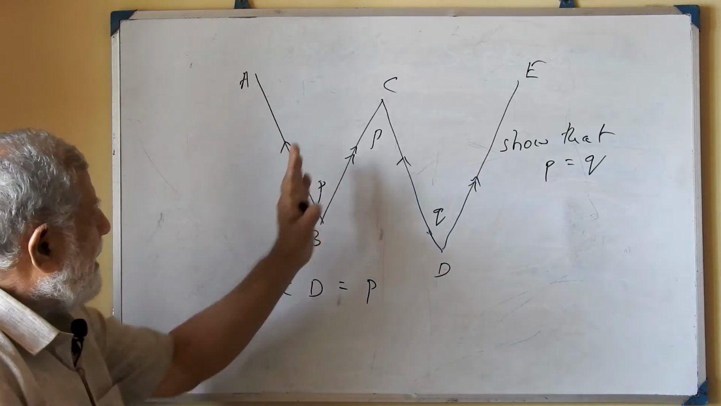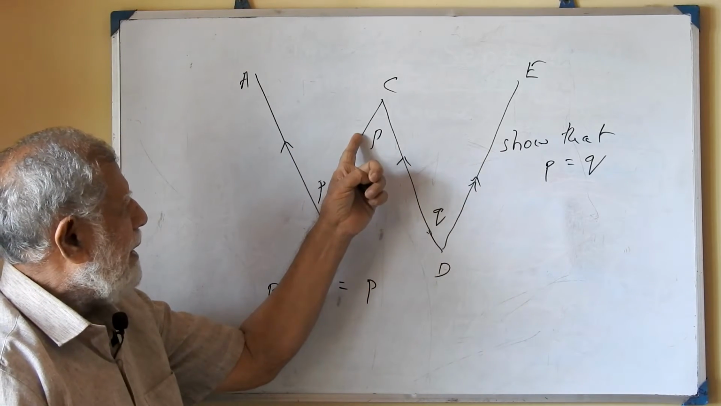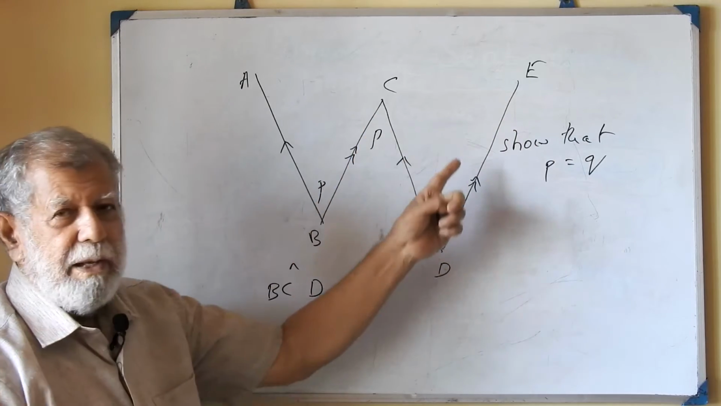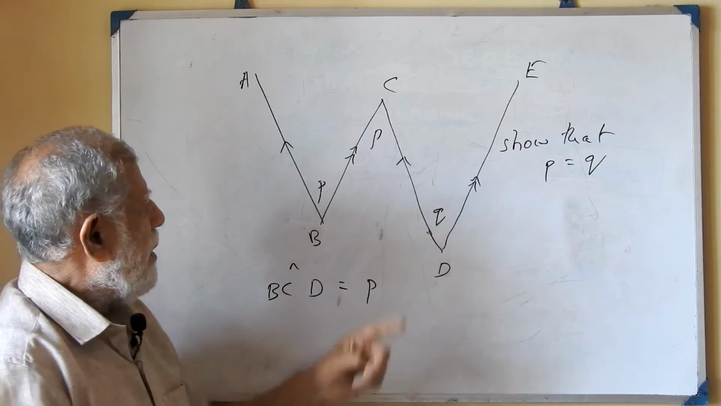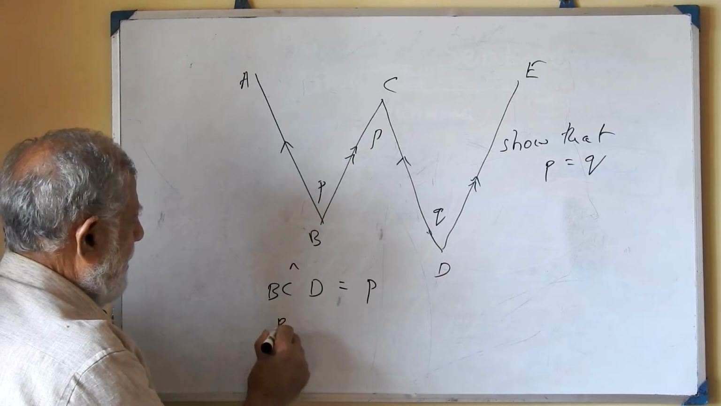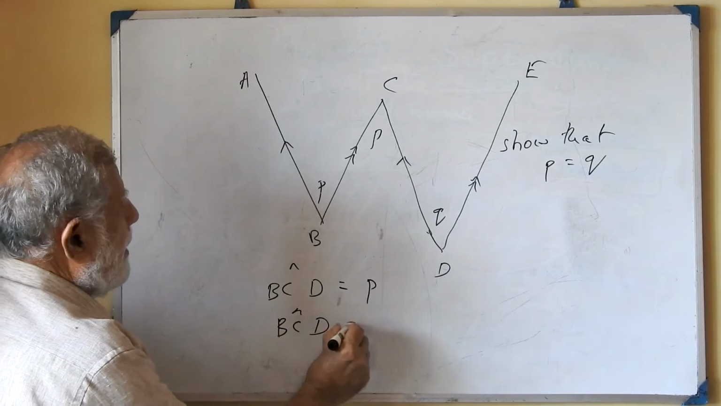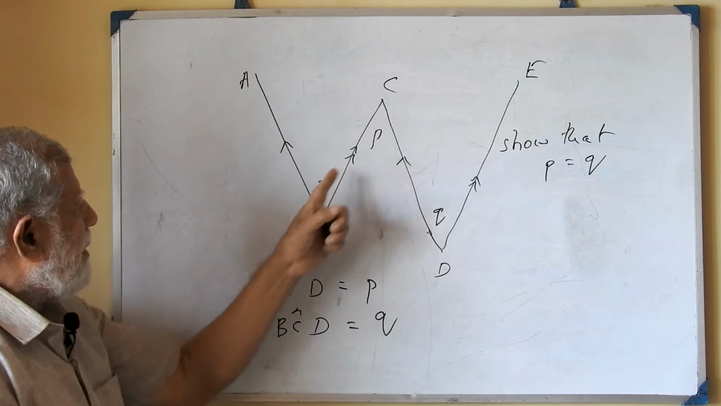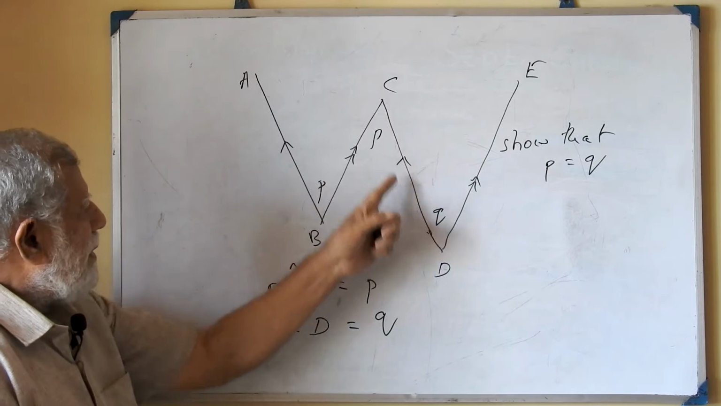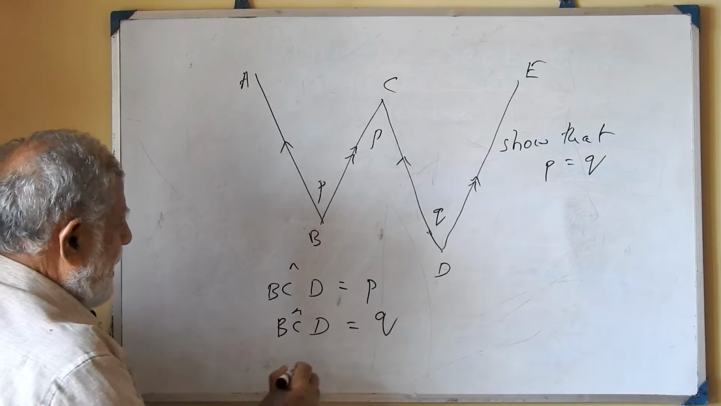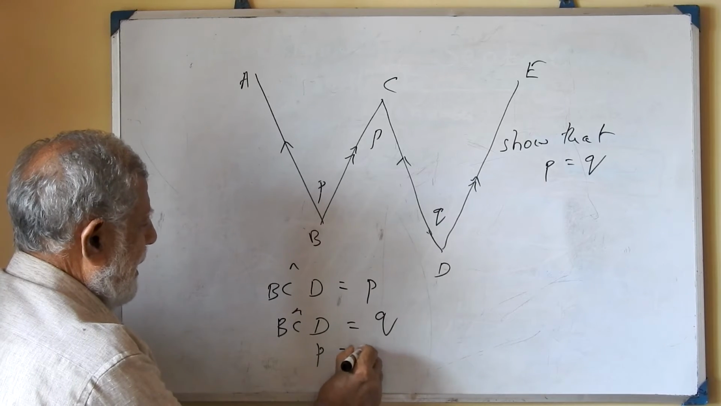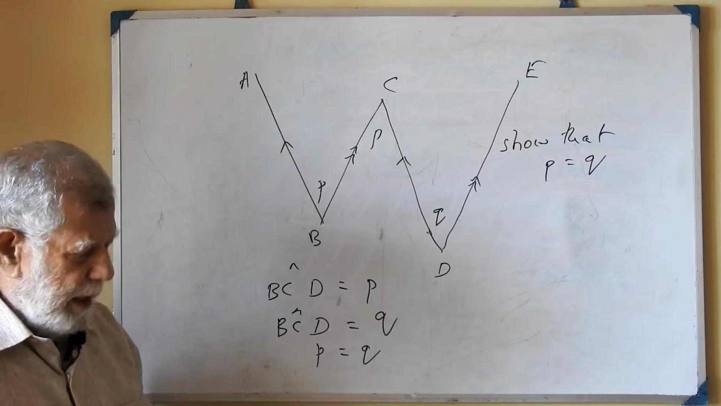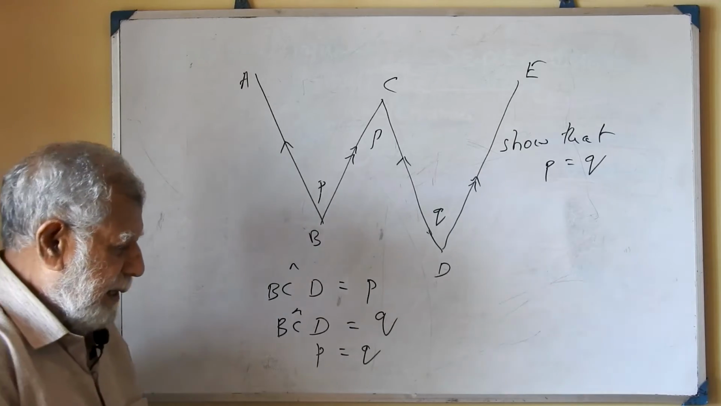Also, if you look at this side, this parallel line and this parallel line, you will notice that you get another Z. Z means alternate angles. So again angle BCD is equal to Q. So BCD is equal to P, and BCD is equal to Q, therefore P is equal to Q. It's very easy, only 3 steps. These are all based on parallel lines and alternate angles. We'll take another figure.